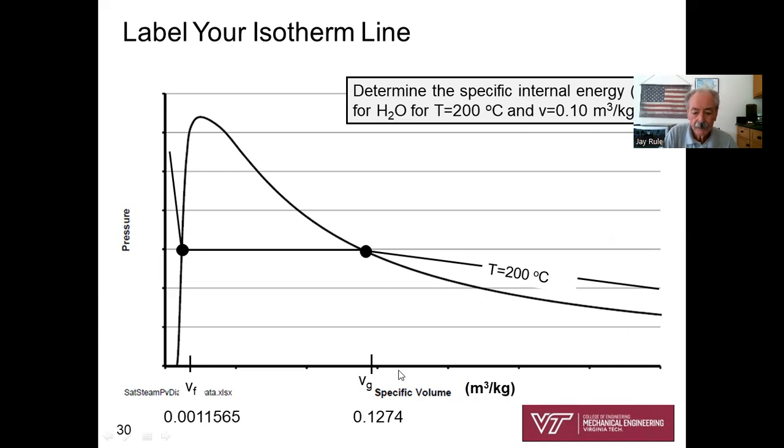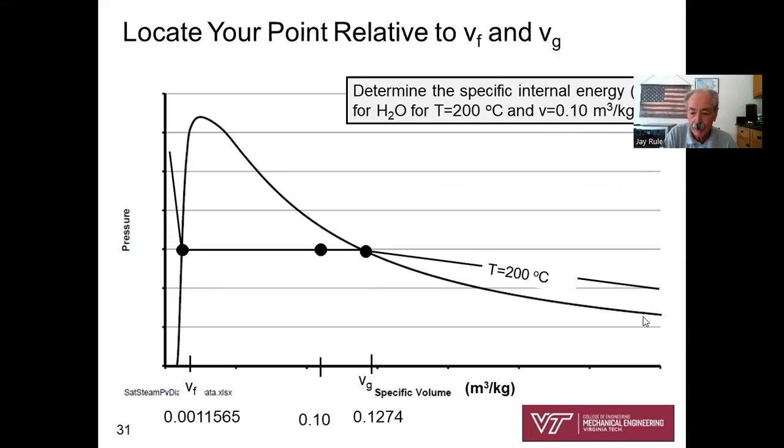Okay, here are our labels: 0.1274 is V sub G, and 0.0011565 is V sub F. Now, we're going to go to the next slide, but can you see where our point lands on this PV diagram? 0.1. It's easy, but we're going to be right around there. We're to the left of 0.1274. There we are. On your graph, you might just make a circle where you're at. And we've got to find the specific internal energy.